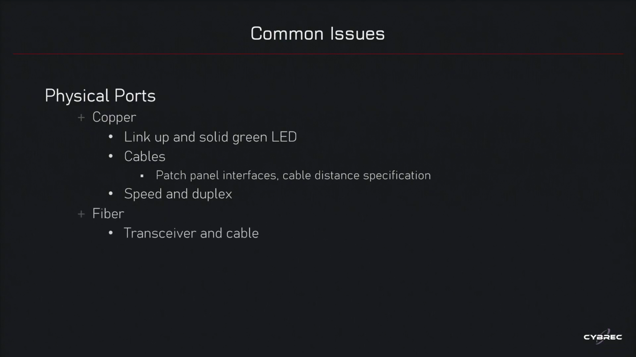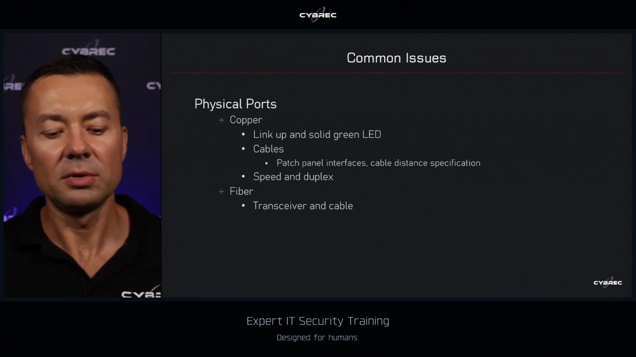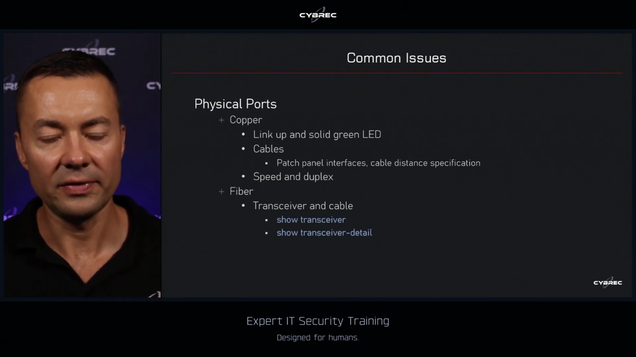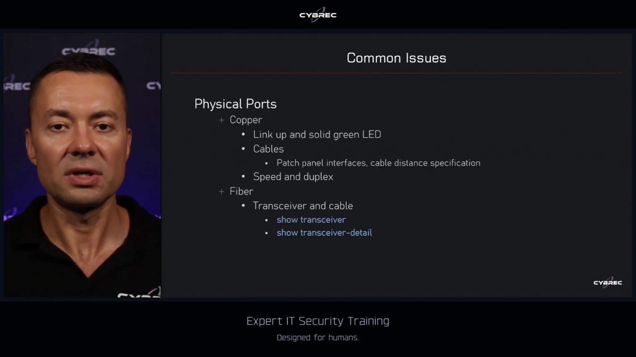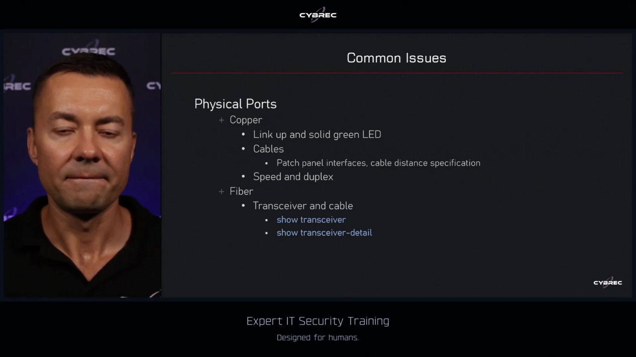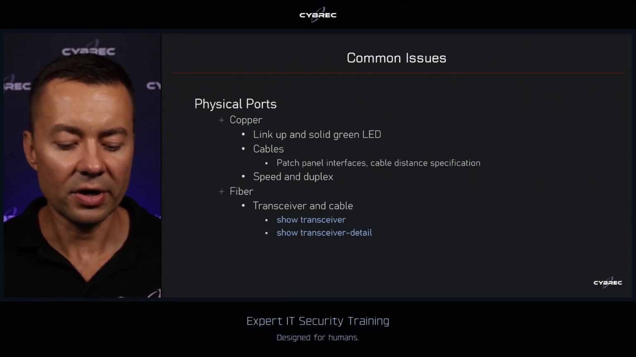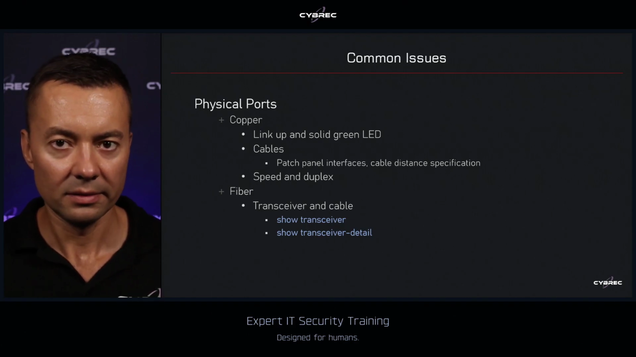Okay, for fiber connections, in this case, I would take a look at the fiber interface to make sure that it is clean. I would check the cable, and probably the best troubleshooting tool that we have in this case specific to fiber interfaces is going to be the show transceiver command. We want to take a look at things like power levels, like the voltage, the current. We want to take a look at the temperature.